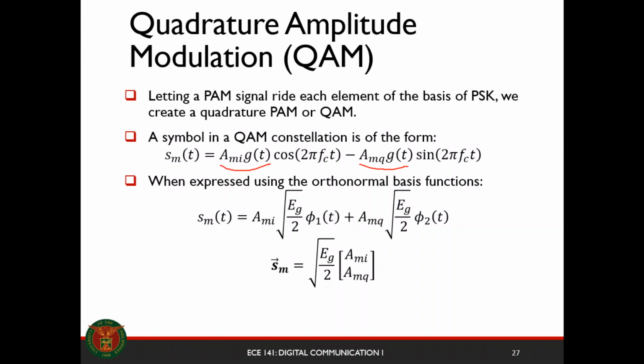With this, we can now express this form of the signal. We don't want this. We want to express it in terms of your orthonormal basis. And we get this function right here.